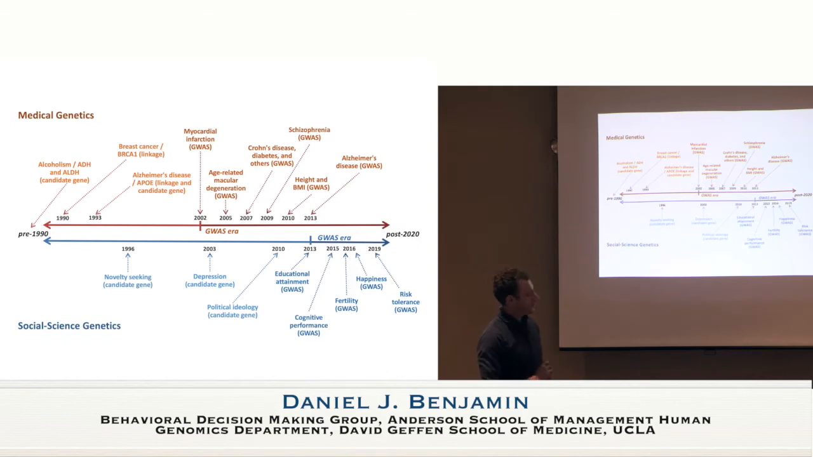But here's a timeline of how social science genetics compared to medical genetics in terms of the approaches to gene discovery. So basically, before 1990, there was relatively little gene discovery work going on because it was so expensive to measure any genetic variant. In the 1990s, there was a growing amount of work in medical genetics using linkage studies, and then they were often followed up with candidate gene studies. So let me give you one example of how that worked in the case of Alzheimer's disease and ApoE.